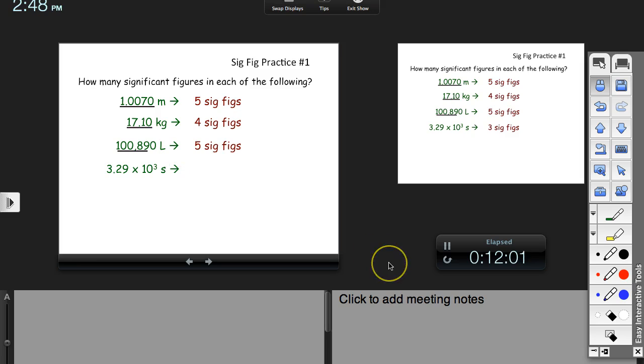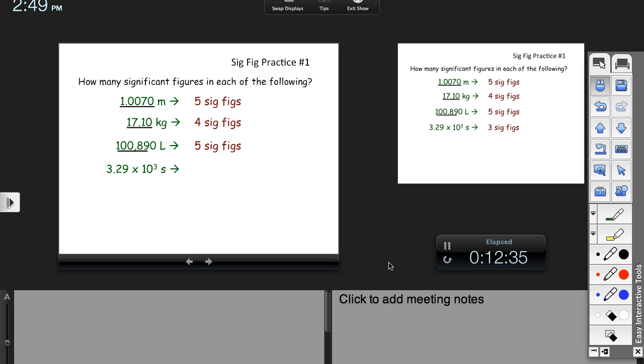So here's another one. Think about scientific notation and what that does, and get me an answer. Ooh, I hear some debate on this one. All right, let's see what you got. Mostly 3s, but I do see a couple 4s.